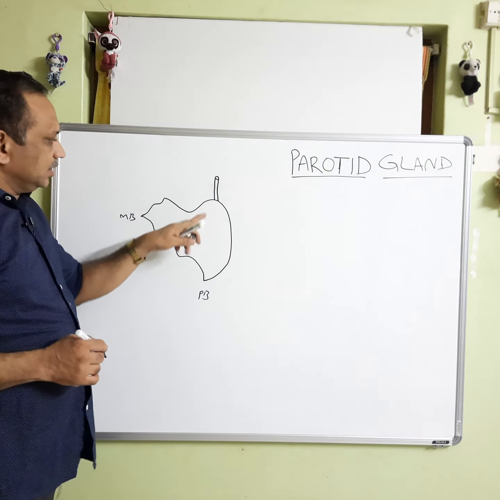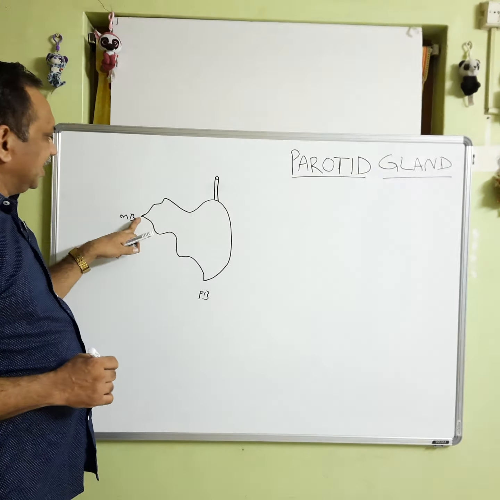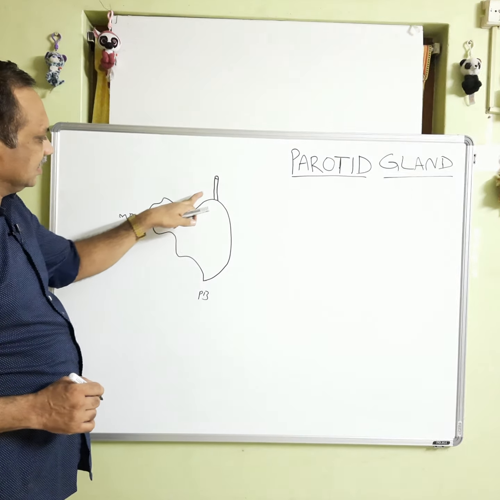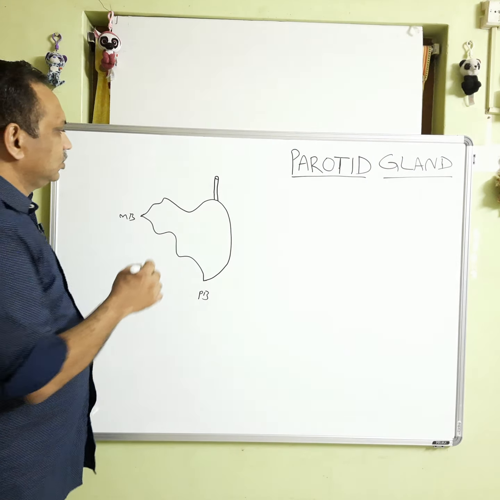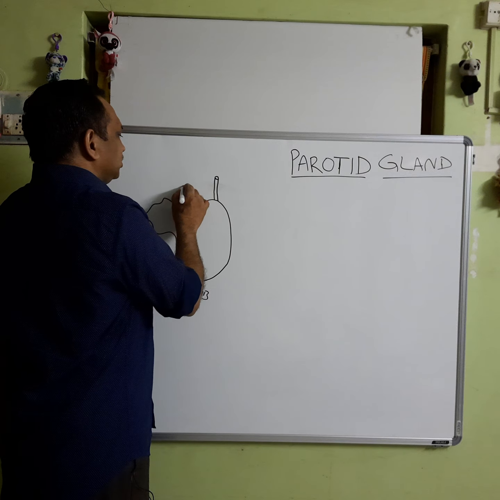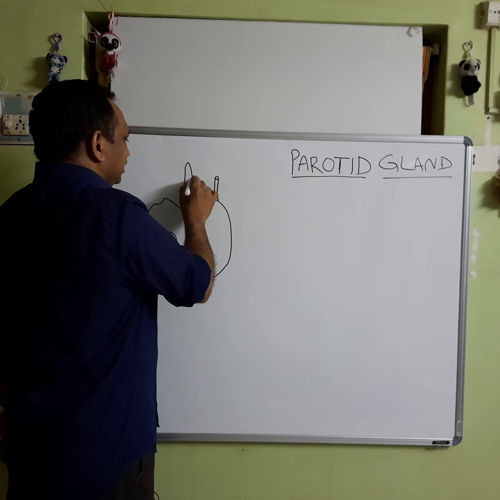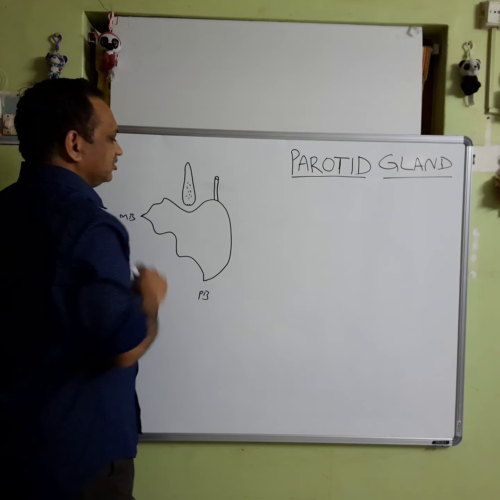Now, we will talk about the anteromedial surface. You can see there is a groove here on the surface. This groove accommodates the posterior border of the ramus of the mandible. So, this is the posterior border of the ramus of the mandible.